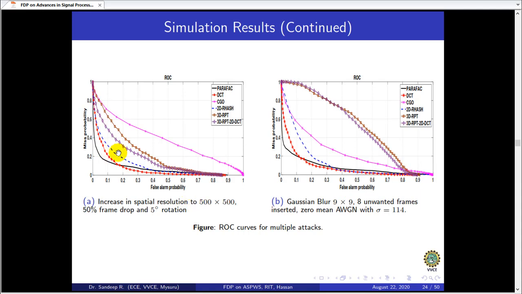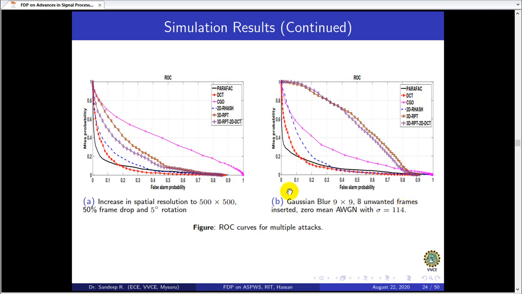Again, you can see that the proposed video hashing algorithm based on the radial projection technique is more or less performing comparably to the existing video hashing algorithms. But the best one is Parafac, and the worst one is centroid of gradient orientation for this attack. What are the attacks? Increasing spatial resolution, 50% frame drop, and 5-degree rotation. If you remember, for the rotation attack, CGO performs poorly, and that is depicted here.